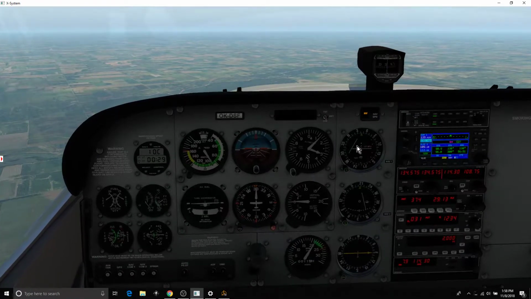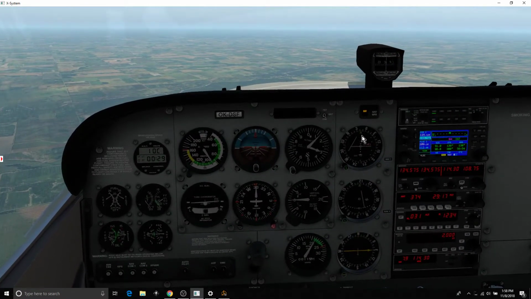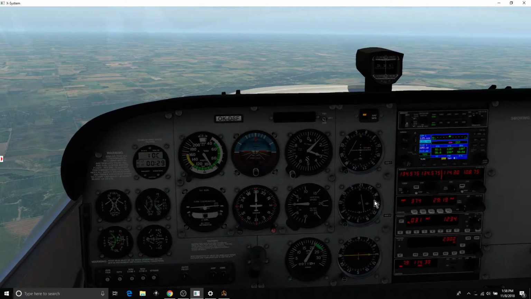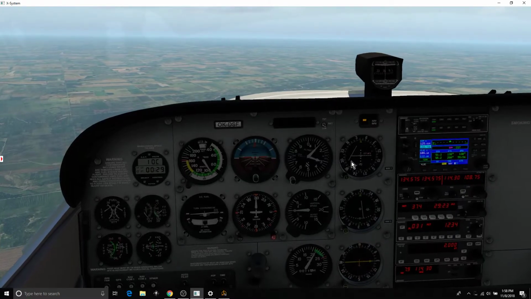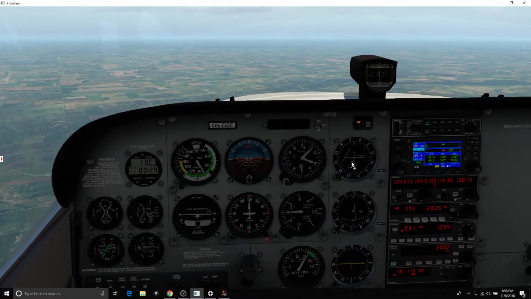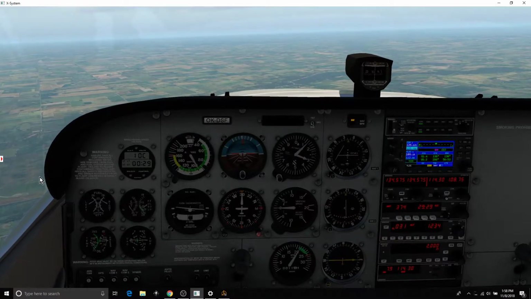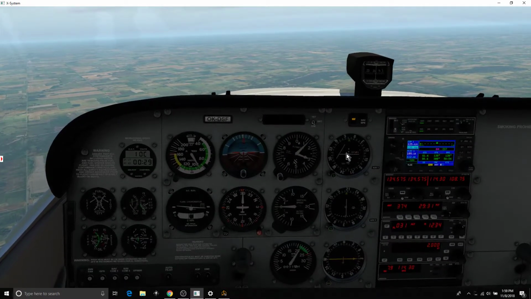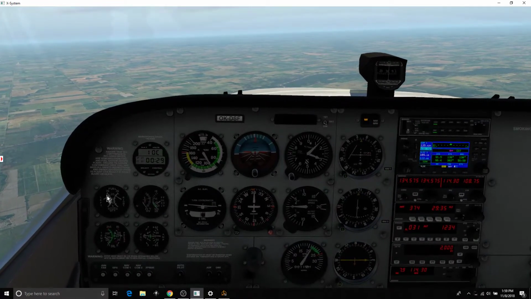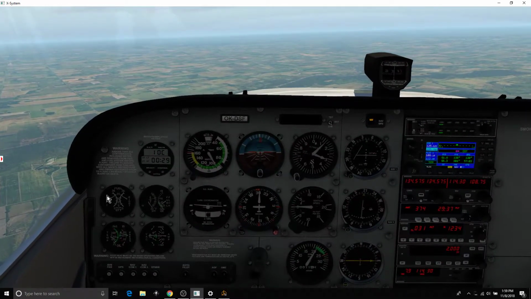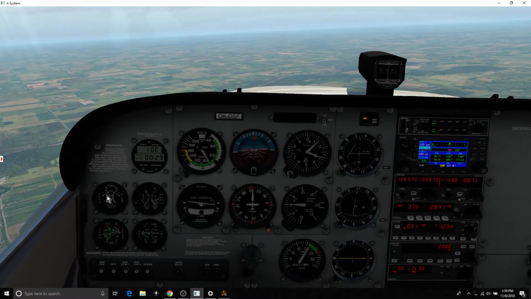Remember, always make sure you establish on the localizer, then start your descent if you're cleared for the approach. Okay, do not start your descent unless you have that localizer established. And when you know it's established, it's halfway in, halfway. Alright, so there we go. Our lead radial is passed, so we're gonna go ahead and start our turn.